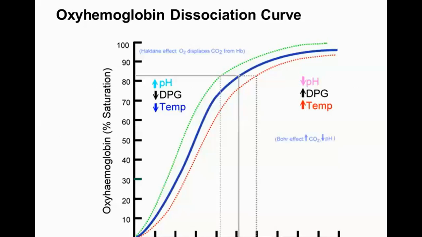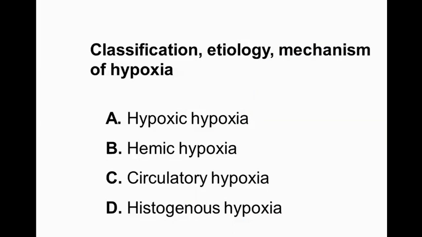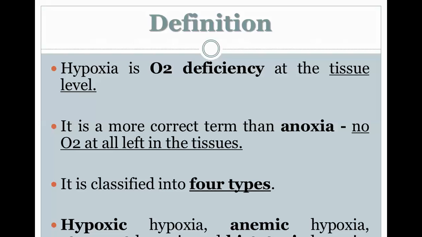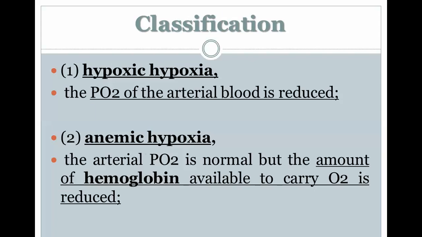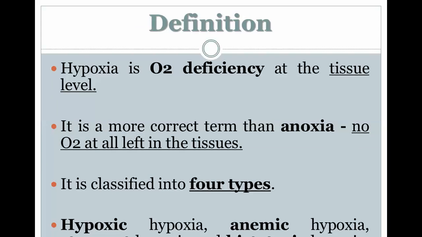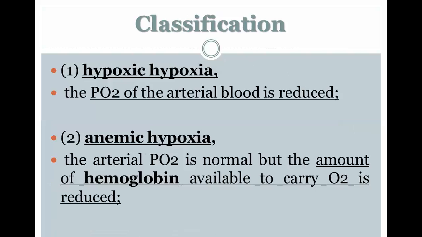This is illustrated many times, to show just the classification and etiology. These are the 4 types: hypoxic, hemic, circulatory, heterogeneous hypoxia. What's anoxia? Anoxia is no oxygen at all left in the tissues. Hypoxic hypoxia, as we said, the PO2 of the arterial blood gas is reduced. Anemic hypoxia, the PO2 is normal, but the hemoglobin available to carry oxygen is reduced, either functioning or what? Or amount.